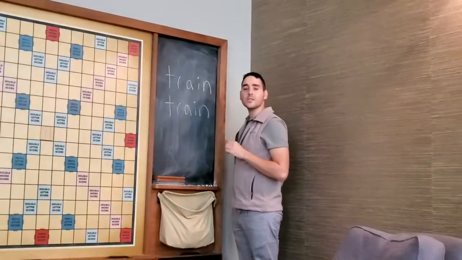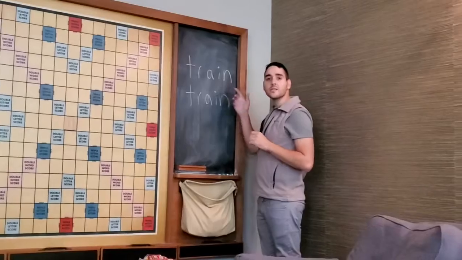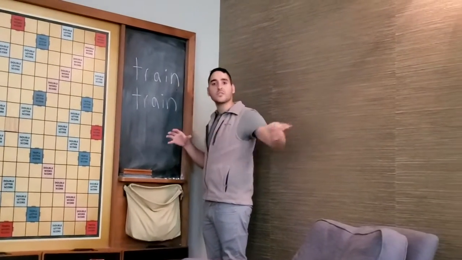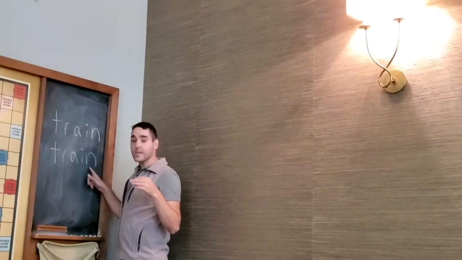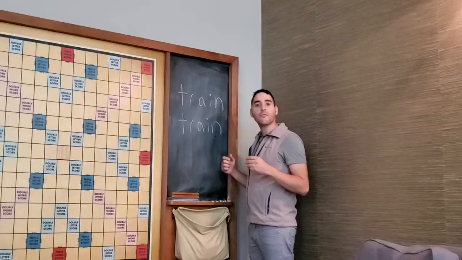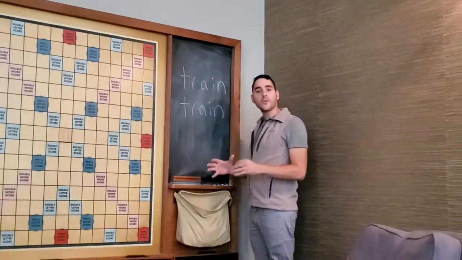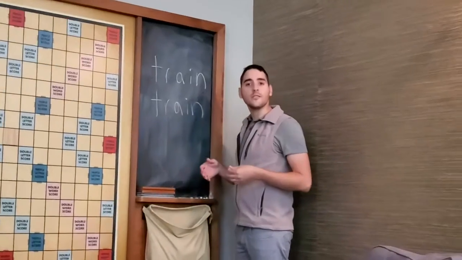Now, in English, the first train means the train that drives on the tracks. It's a mode of transport. But the second word is actually a form of exercise. Athletes will train on their respective events in order to compete more efficiently.